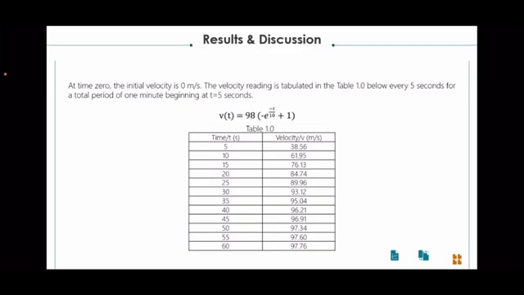At time 0, the initial velocity is 0 meter per second. The velocity reading is tabulated in Table 1.0 below every 5 seconds for a total period of 1 minute, beginning at t equals 5 seconds. As you can see on the slide, all the data is collected for every addition of 5 seconds up to 60 seconds.